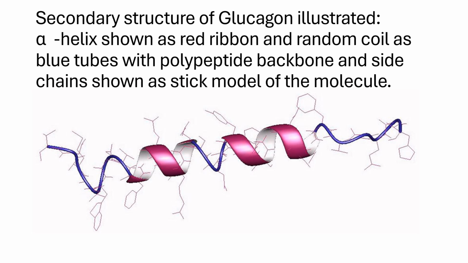So these are just the random coils which go through the ribbon structure. Blue tubes with polypeptide backbone and side chain shown as stick model of the molecule. So all these are side chains, and this is the alpha helix red ribbon. So as you can see, there are protruding N and C terminus.